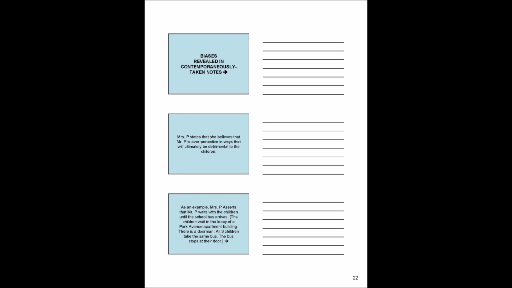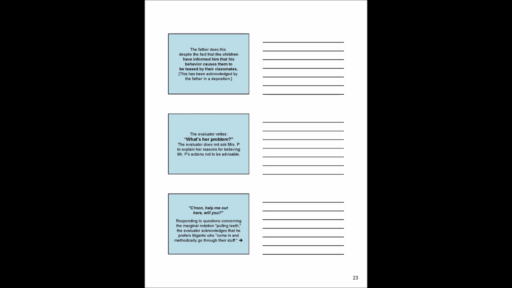There's a doorman. All three children take the same bus. The bus stops at their door. The father does this despite the fact that the children have informed him that his behavior causes them to be teased by their classmates, and he's acknowledged this. The evaluator has written in the margin of her notes, "What's her problem?"